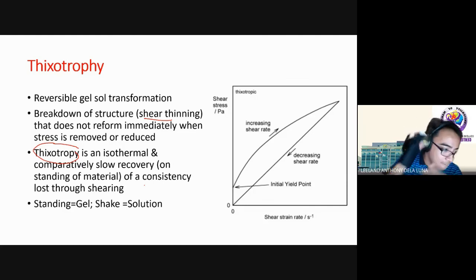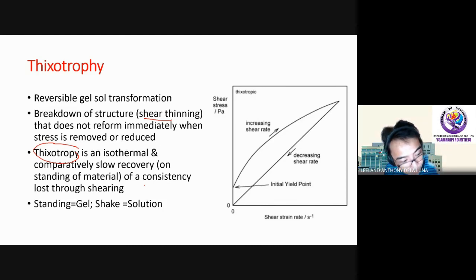Pero pag inalog ko siyang ganito, halimbawa, ginagaya ko yung ketchup. Di ba? Pag gusto natin simutin yung ketchup, ginagaya natin. Okay, I'm applying shearing stress. I'm applying force. Class, notice ano nangyayari sa consistency ng ketchup. From a gel-like structure, nagiging fluid siya. Okay, nagiging liquidy siya. Nababawasan yung kanyang viscosity. Kaya class, for a thixotropic solution, or thixotropic fluid, upon applying shearing stress, okay, numinipis yung fluid. Okay? Nawawalan siya ng viscosity.